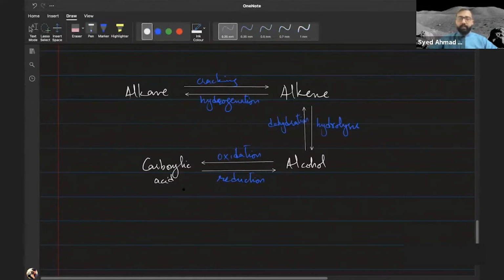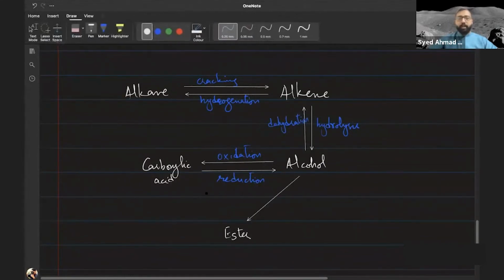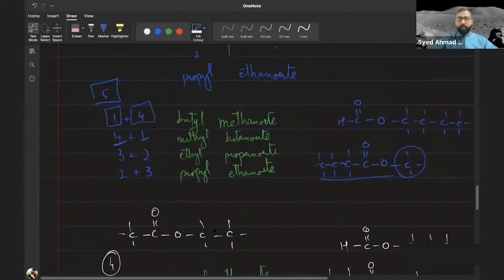अच्छा, the last reaction that you have is esterification. और ester कैसे बनता है? You take alcohol, so that is one thing, and you take carboxylic acid, that is the second thing, and you can get ester. So that is esterification. We have studied that in detail right over here somewhere.